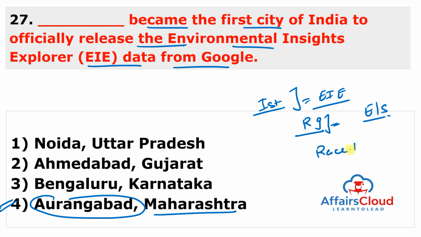And the EIE data is consistent with Aurangabad's commitment to United Nations with respect to Race to Zero or Race to Resilience program. It means we have to focus on the zero carbon emission target. So this is the target of Aurangabad, Maharashtra.